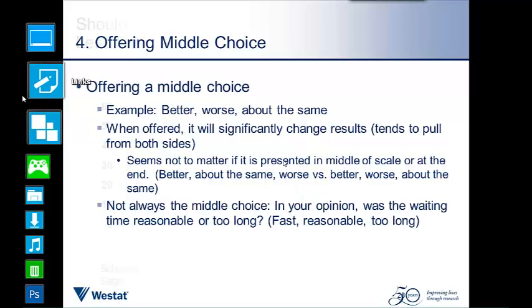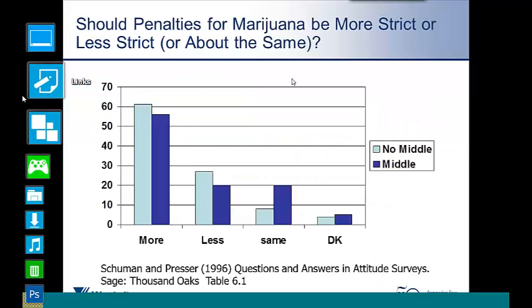So here's an example, again from the literature, asking about penalties for using marijuana. Should the penalties for using marijuana be more strict or less strict? In the experimental condition, they were offered about the same. And if you look, you see again a large bump in the percent saying about the same when that response option is offered, much larger than when it's not offered. And you can see it's pulling from both the people who say more as well as the people who say less, and not so much from the people who say don't know.